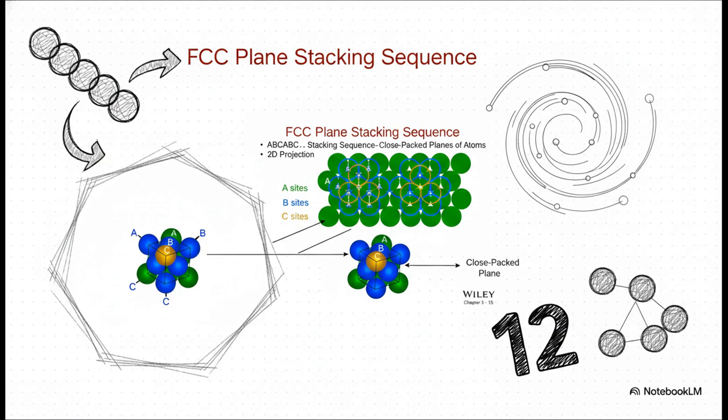This beautiful overlapping geometry gives us an incredibly efficient APF of 0.74. That means 74% of the volume is solid atom. It also bumps our coordination number all the way up to 12.